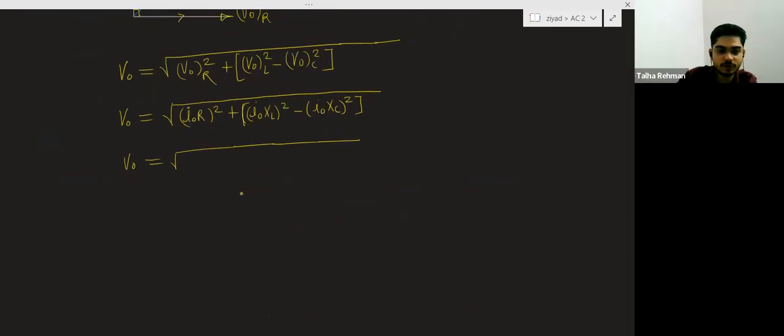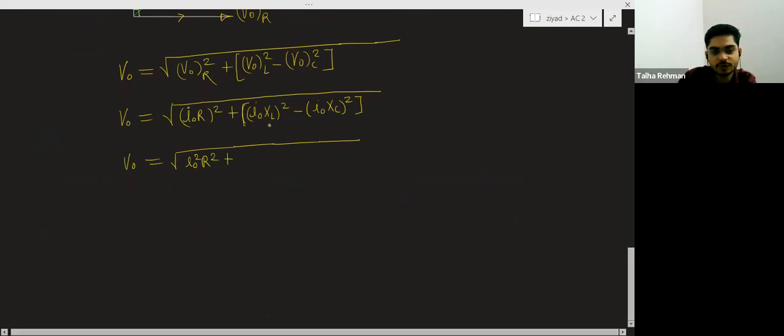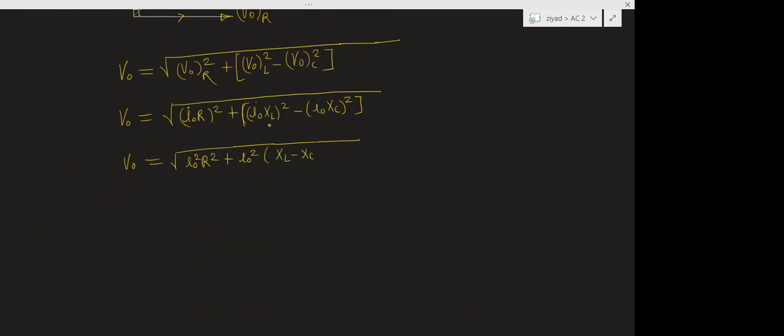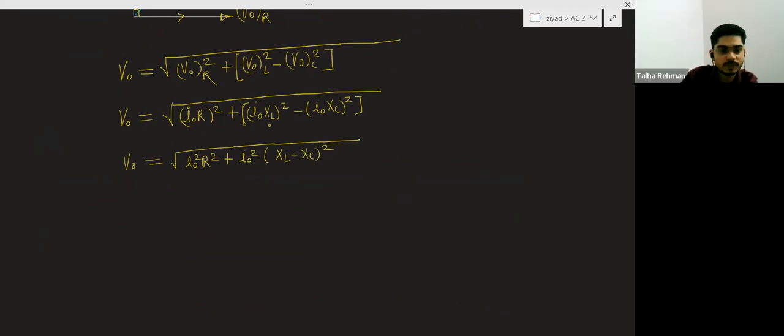Now from here you can write this will become I naught squared R squared, plus from here you can take I naught common. So this will become I naught squared, and finally it will become XL minus XC squared. This is V naught is equal to, you can take I naught common, so I naught will be out, and this will become R squared plus XL minus XC squared.